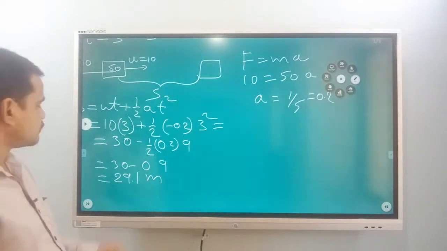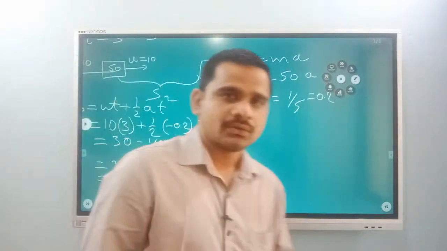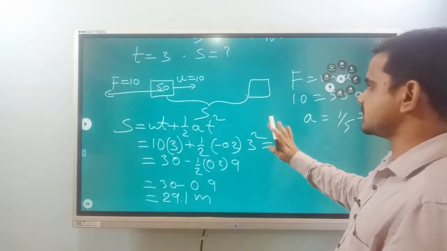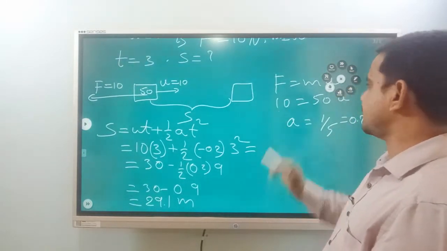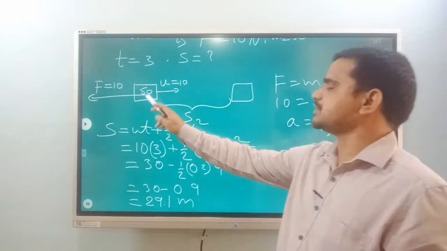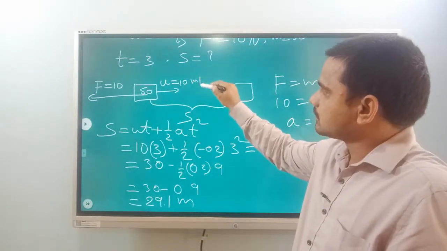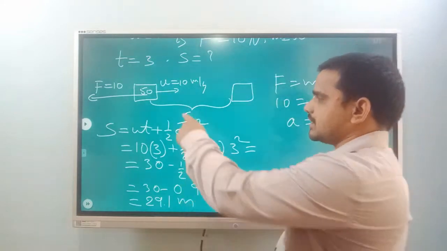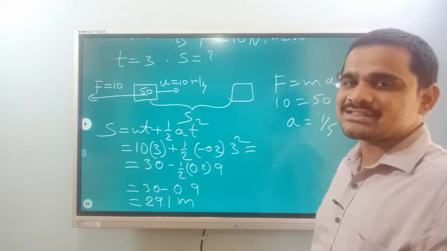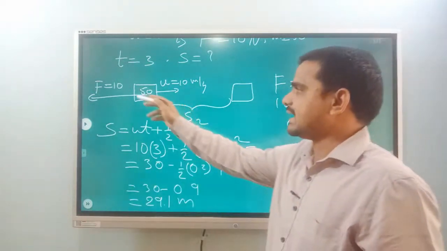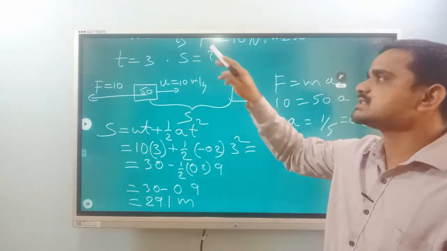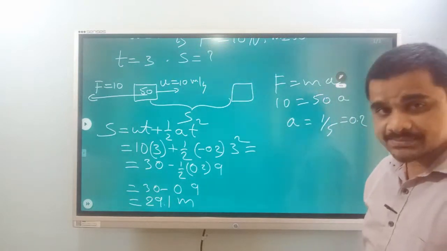How much was he traveling here? 29.1 meter. Okay, now one more time I'll try to revise this once. A man is going at a speed of 10 meter per second, and on him some force is acting in this direction. An opposing force, a retarding force, means this force decreases the speed of the man. After 3 seconds, what is the displacement of the man?